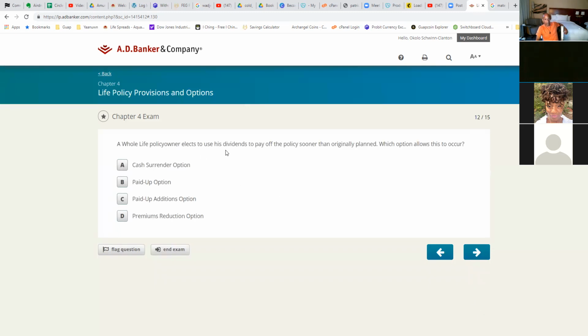A whole life policy owner elects to use his dividends to pay off the policy sooner than originally planned. Which option allows this to occur? Cash surrender option, paid up option, paid up additions option, or premium reduction option? I have no idea. I know premium reduction option, pay off the policy sooner, less to use his dividends. I think it's B, but what do you think? Anyone else have a guess?